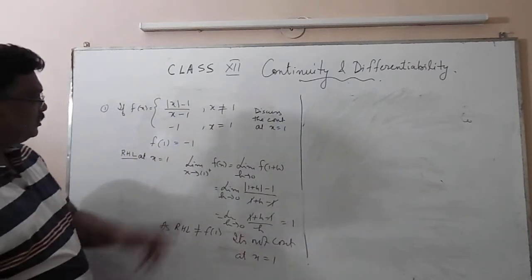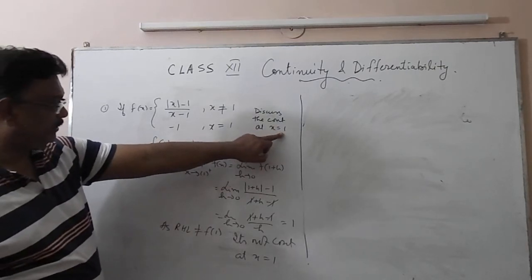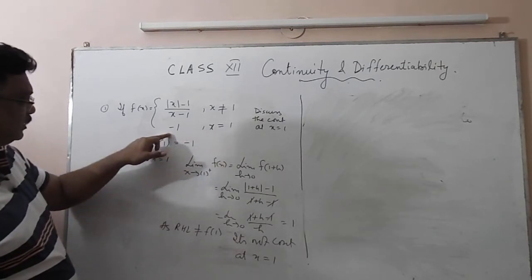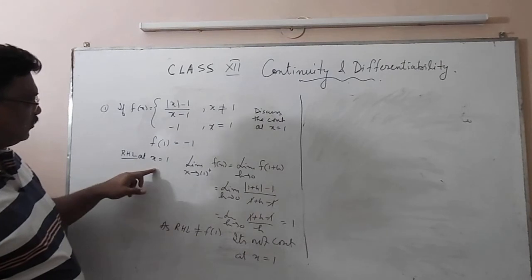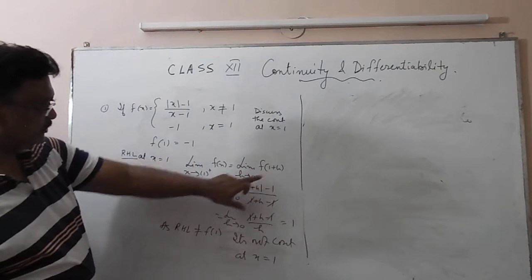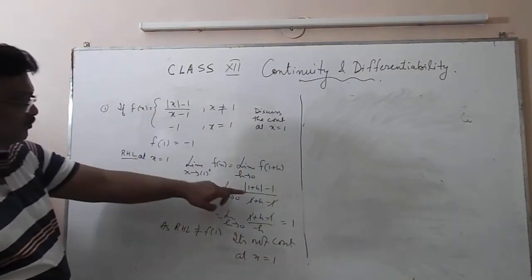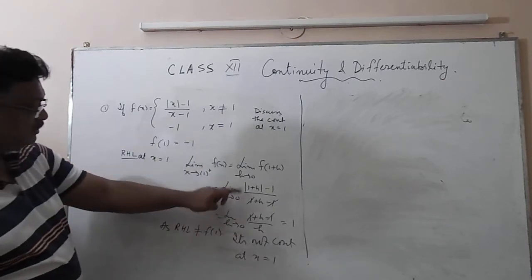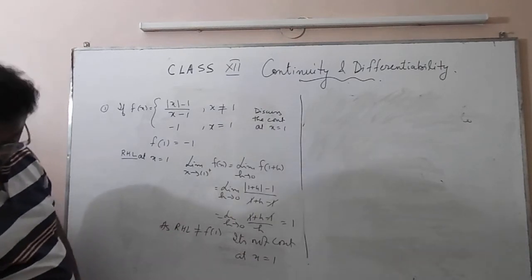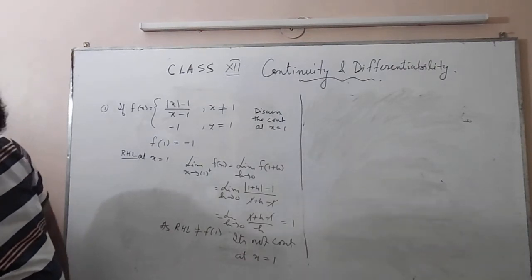See again, students, we have to take the point x is equal to a is 1. So first of all, we find out the value of f(1), which is already given as minus 1. Then we find out the right hand limit at 1. So we take this function and find out the value at 1 plus h. So limit h tending to 0 of modulus of (1 plus h minus 1) upon (1 plus h minus 1). This simplifies to 1, and hence we say that the right hand limit is not equal to f of 1. Hence it is not continuous at 1.